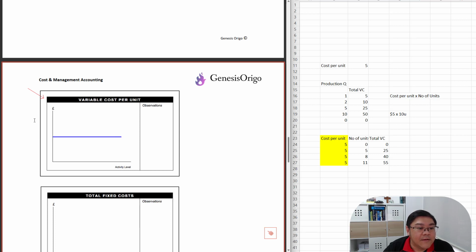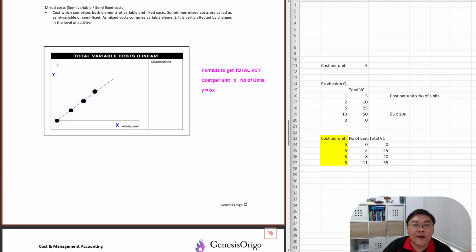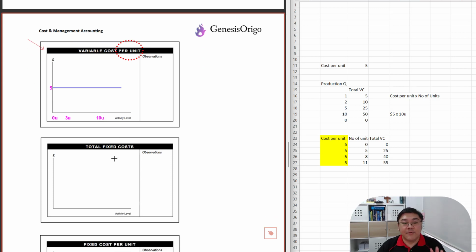Because we know that your cost per unit is 5. Whether you have 0 unit, the cost per unit is 5. If you have 3 units, the cost per unit is still 5. If you have 10 units, it is still 5. So you get what I mean, right? The cost per unit is always 5, so that's why the graph is a flat line. If I'm asking for the total variable cost, that's how it looks. If I'm asking for the variable cost per unit, that's how it looks, okay? I hope you're clear about that.